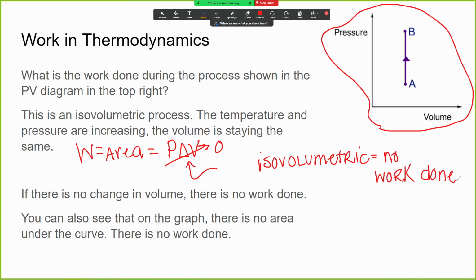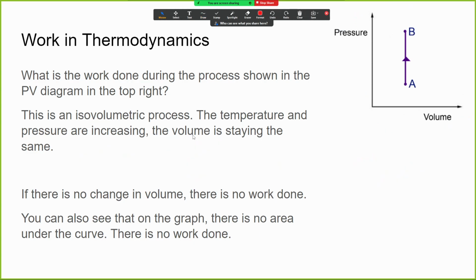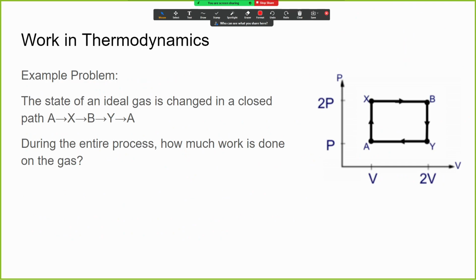So when you come to me in class and you say, I was feeling isovolumetric last night, I'll know you didn't do your work. It's probably the worst joke I've ever told. I wish I'd edited that out. Anyway, okay. Alright, so an example problem.